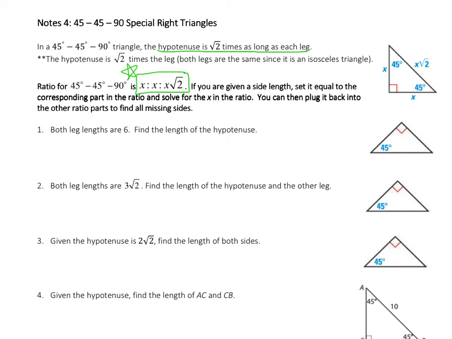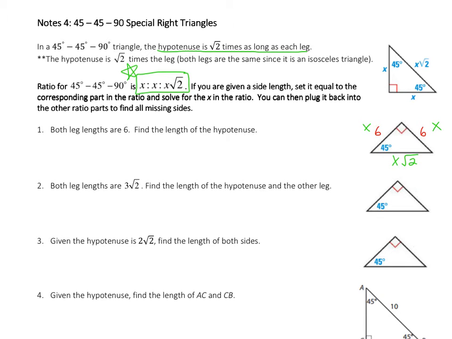In our problems, on each of the triangles, you want to label each of the sides with parts of the ratio. On number 1, first we need to put in that both of the legs are 6. We need to write that in the problem to begin with. Now for my ratio, I'm going to use green again, and I'm going to put my x's for the two legs, and the hypotenuse is x square root 2.